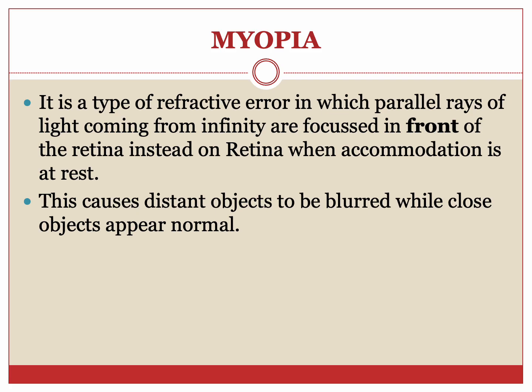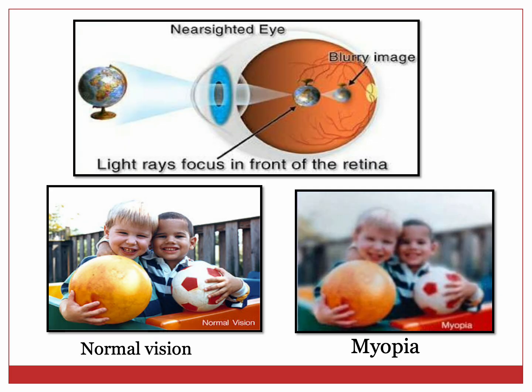So what is myopia? It is a type of refractive error in which parallel rays of light coming from infinity are focused in front of the retina instead of on the retina when accommodation is at rest. This causes distant objects to be blurred while close objects appear normal. As seen in this image, rays coming from far are focused in front of the retina instead of on the retina. So vision becomes blurry.